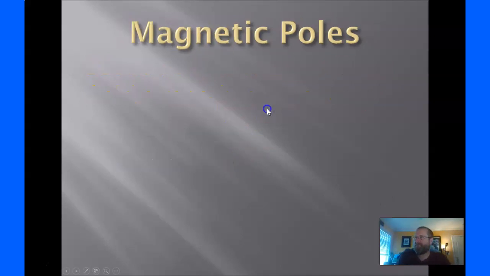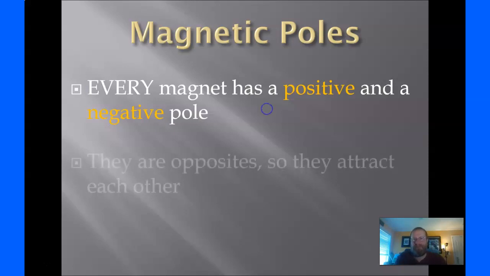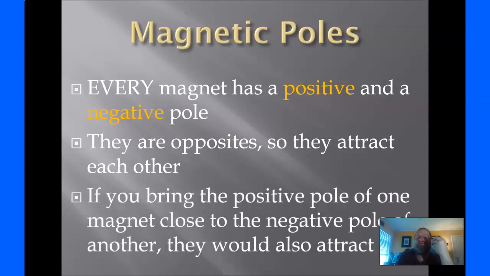Pause if you need to. I'm moving forward. Every magnet has a positive pole and a negative pole. How do I know the pole of a magnet is positive? Because negative charged objects are attracted to it, and positive charged objects are repelled by it. Those two are opposites, so they attract. Remember, opposite charges attract. So if you bring the positive pole of one magnet close to the negative pole of another magnet, they come together and they stick.